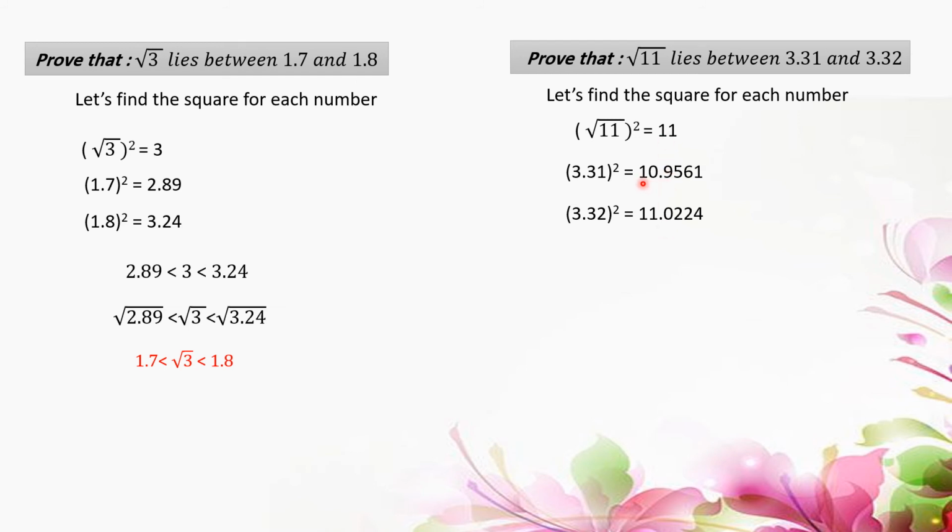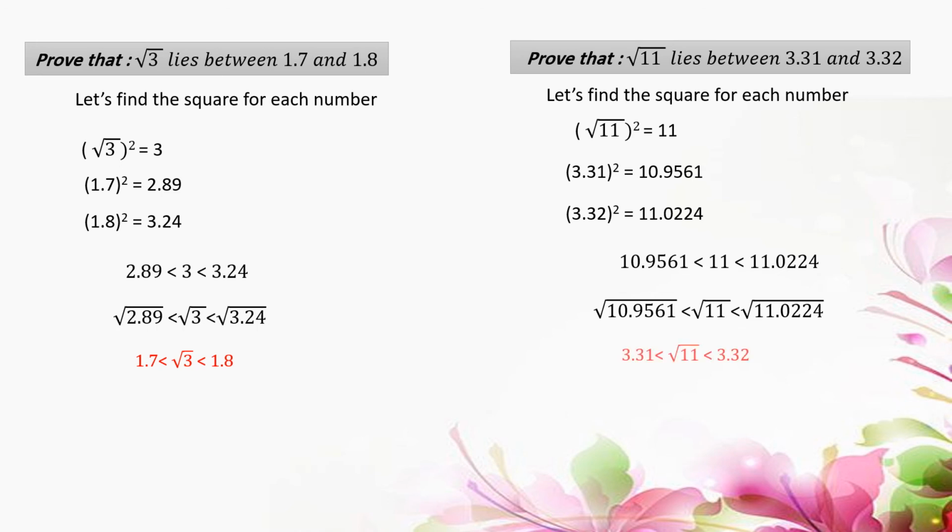11 lies between 10.9561 and 11.0224. Let's write that. 11 lies between them. Then we will find the square root again for these numbers. Root 11 lies between square root of 10.9561 and square root of 11.0224. Using your calculator, you will find that root 11 is between 3.31 and 3.32.